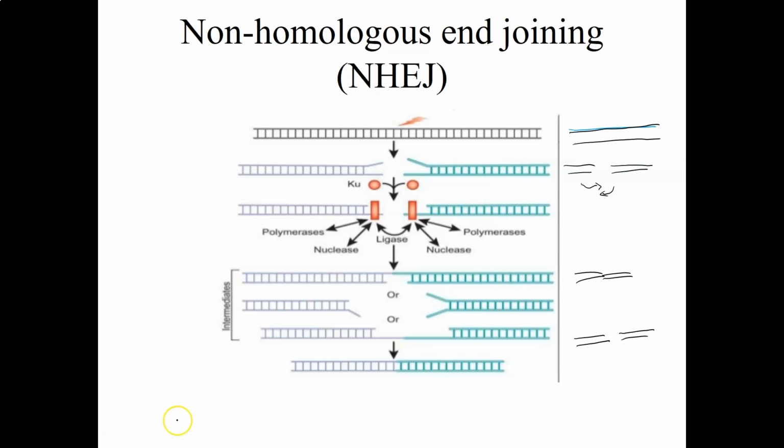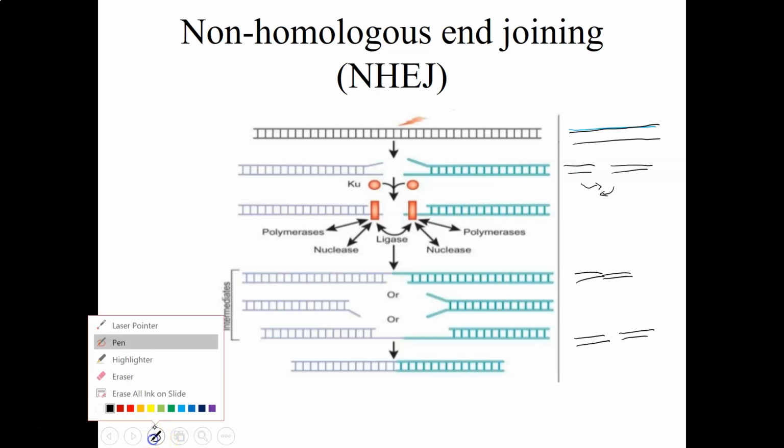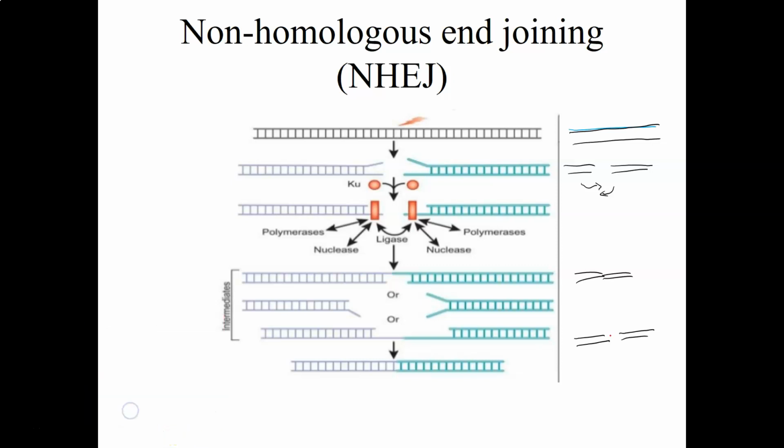sometimes, we'll make these red, sometimes you add new nucleotides in there. So it's not precise. These are just some of the proteins that are involved and some of the things that are happening. But the idea is that it's not precise.